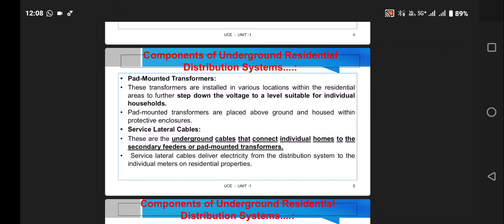The fourth component is service lateral cables. These are underground cables that connect individual homes to the secondary feeders or pad mounted transformers. Service lateral cables deliver electricity from the distribution system to the individual meters on residential properties.